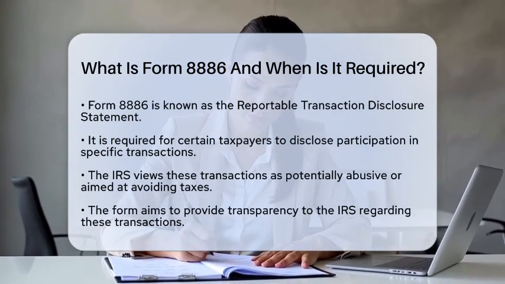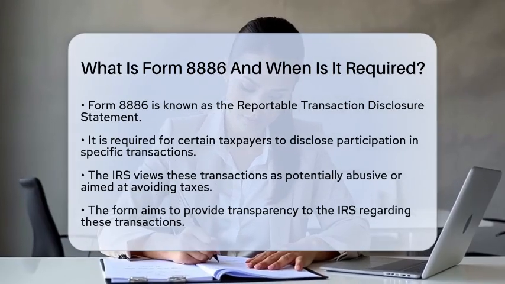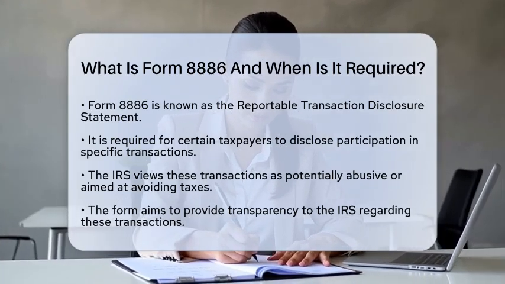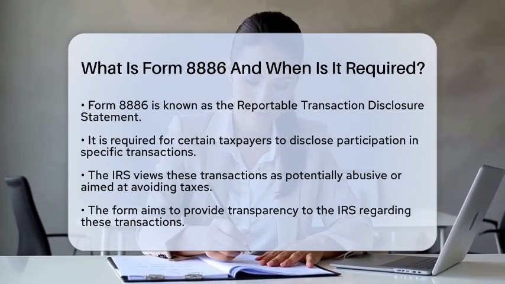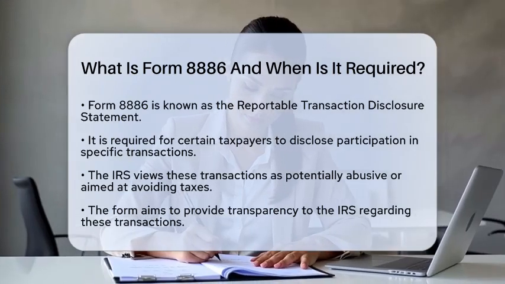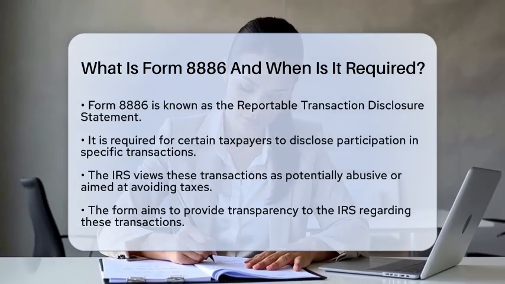It is used to disclose participation in specific transactions that the Internal Revenue Service considers reportable. These transactions can be complex and may be viewed as potentially abusive or aimed at avoiding taxes. The primary goal of Form 8886 is to provide transparency to the Internal Revenue Service.